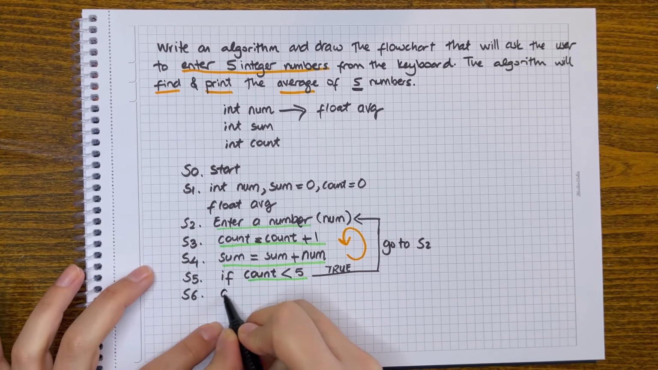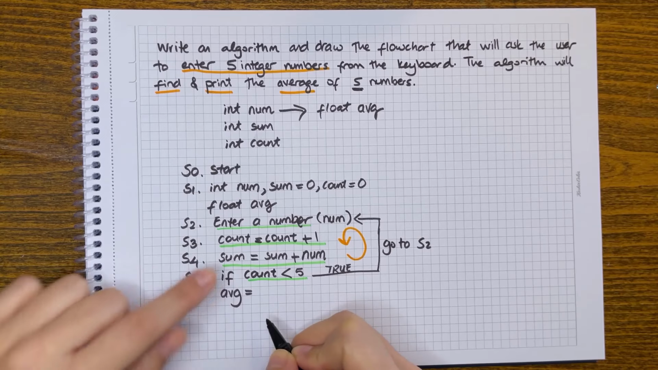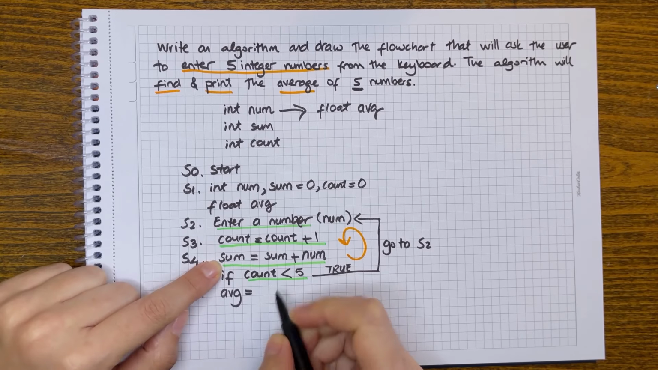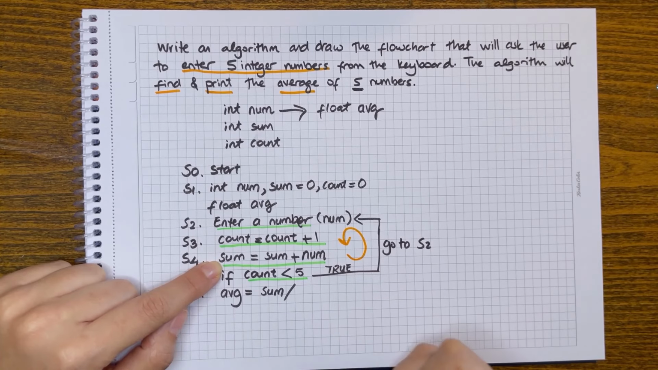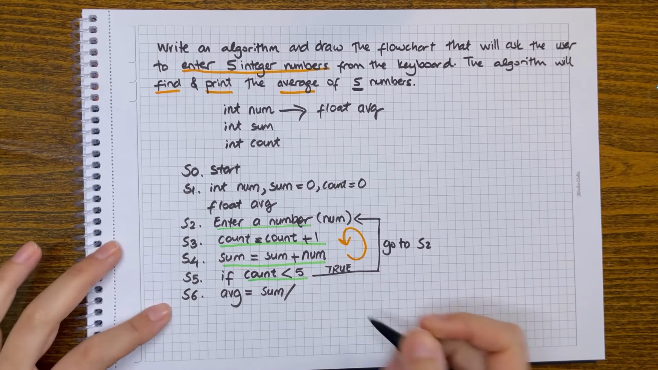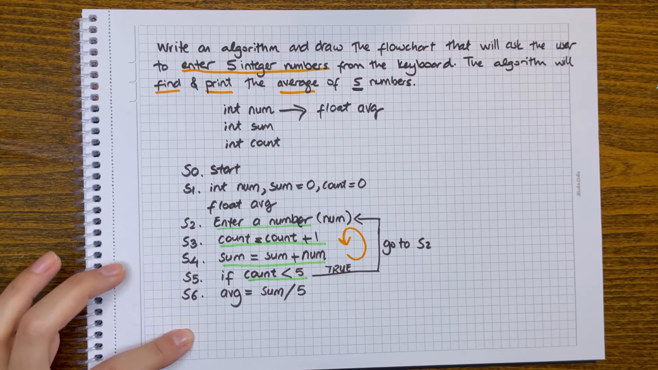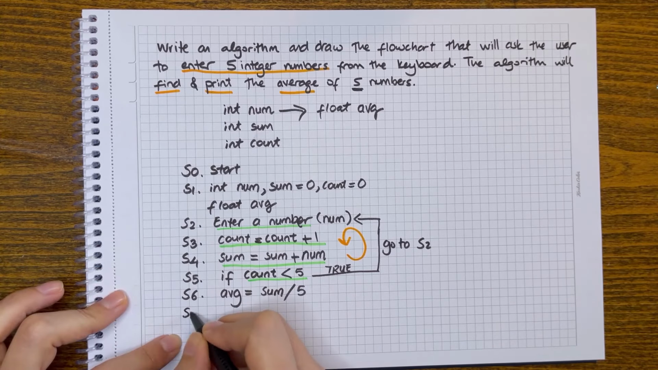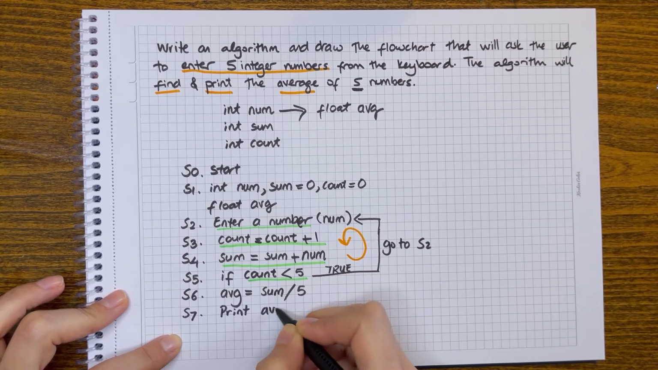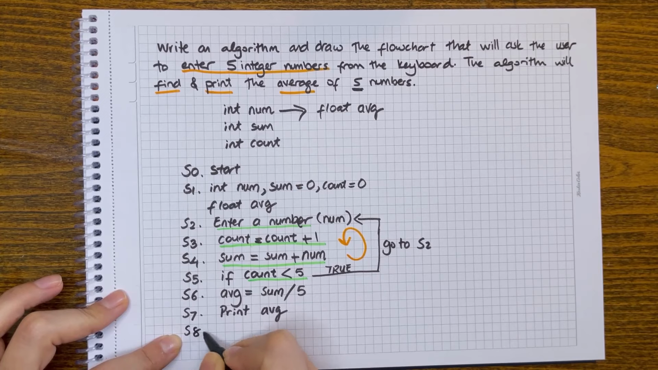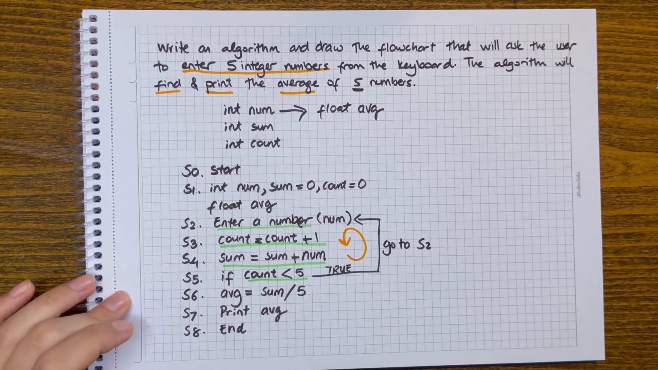So in here, average calculation is required. Average equals, we already calculated the summation in step number 4, I am writing in here, summation divided by how many numbers will be entered, exactly 5 numbers. So average is calculated in here. And in step number 7, we simply print the average. And in step number 8, we end the algorithm as we always do.